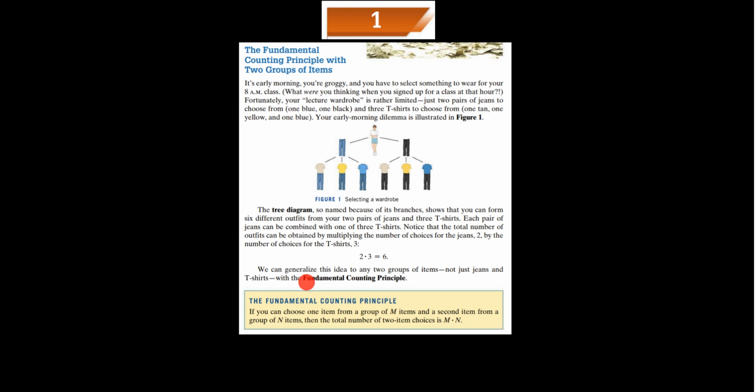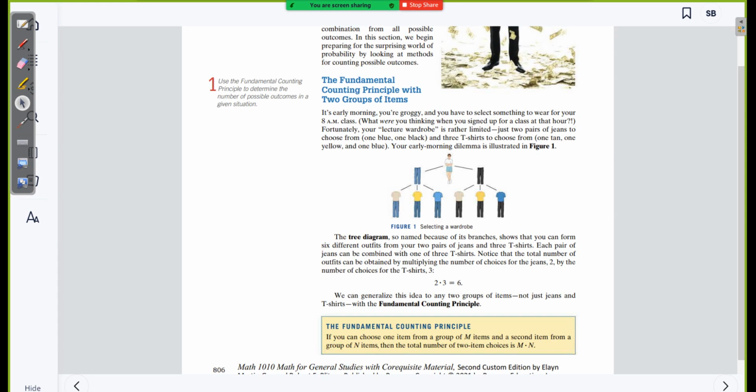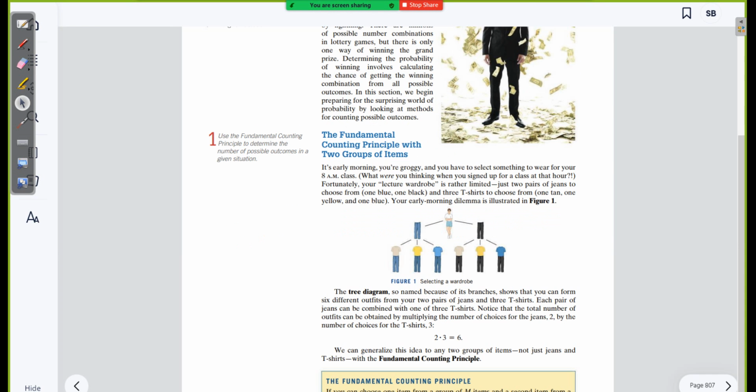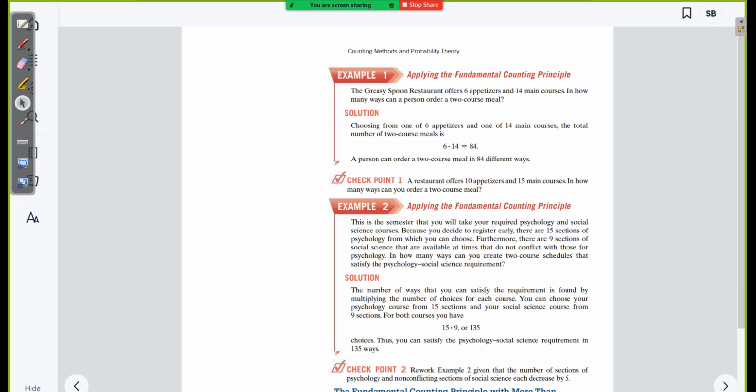So, the fundamental counting principle: if you can choose one item from a group of m items and a second item from a group of n items, then the total number of two item choices is simply m times n. We're just doing multiplication. Okay, and we're just going to put these two examples right on the next page.